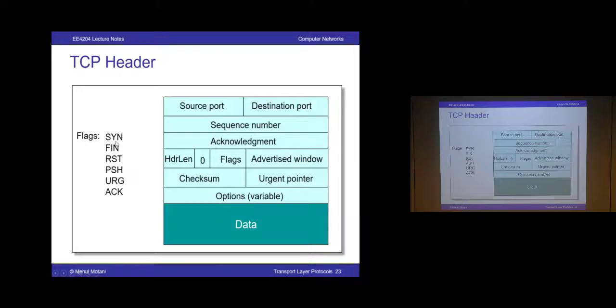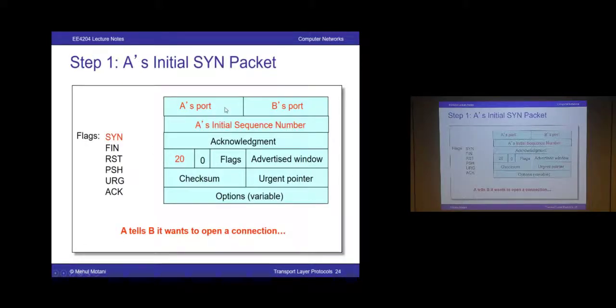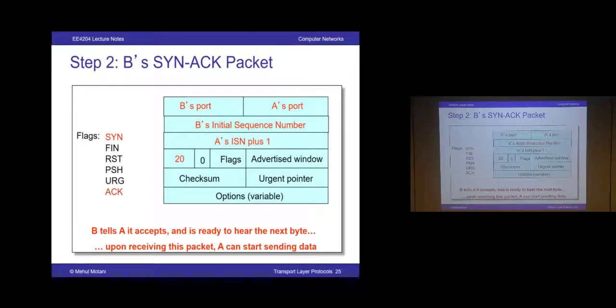Now on the very first SYN packet, A is talking to B. A is the source port, B is the destination port. A puts its initial sequence number and sets the SYN flag on, so I know this is a SYN packet. In the response, the source and destination ports are swapped, so now B is the source. This is the acknowledgement from B to A, and B sets the SYN ACK flags and puts its initial sequence number here. Its expectation is A's initial sequence plus 1.